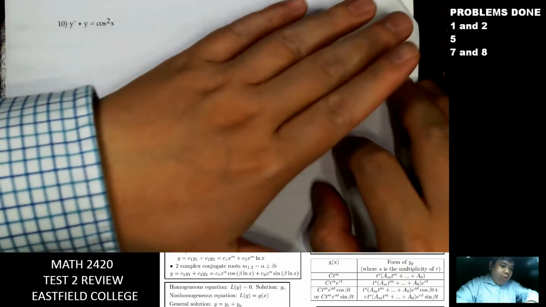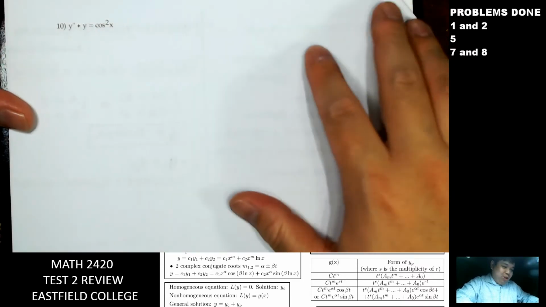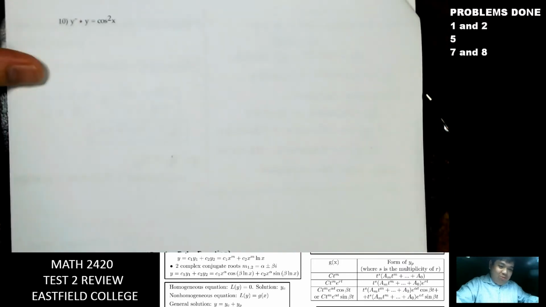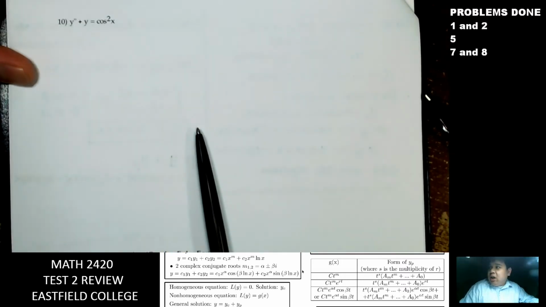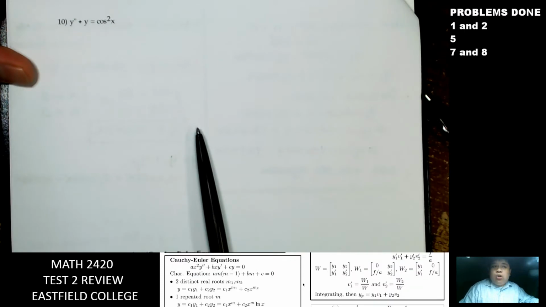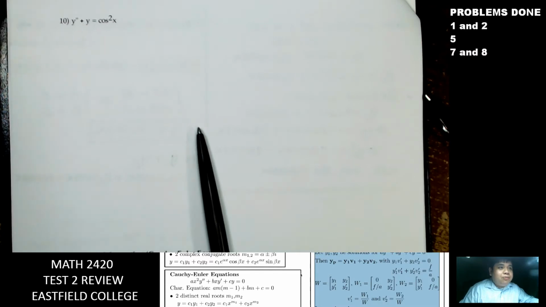Sometimes the camera does the autofocus and has to change the start. Anyway, so variation of parameters. So let's take a look at what we need to do.